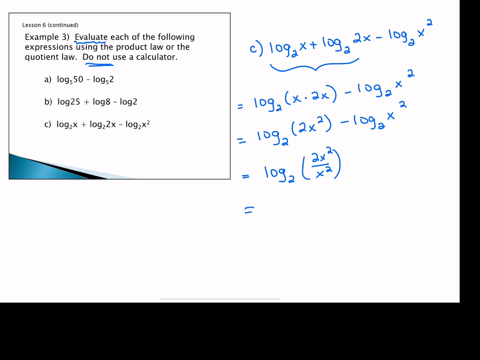And of course we can simplify those because the x squareds divide each other out. This becomes log base 2 of just 2. And I want you to imagine again that really there's a sneaky little power here. That sneaky little power is a power of 1. So because the base of the log matches the base behind it, our answer is going to be just 1. So log base 2 of 2 to the power of 1 gives us just 1 as a result. So again, we were able to use the product and quotient rules to simplify all of these expressions without using a calculator.